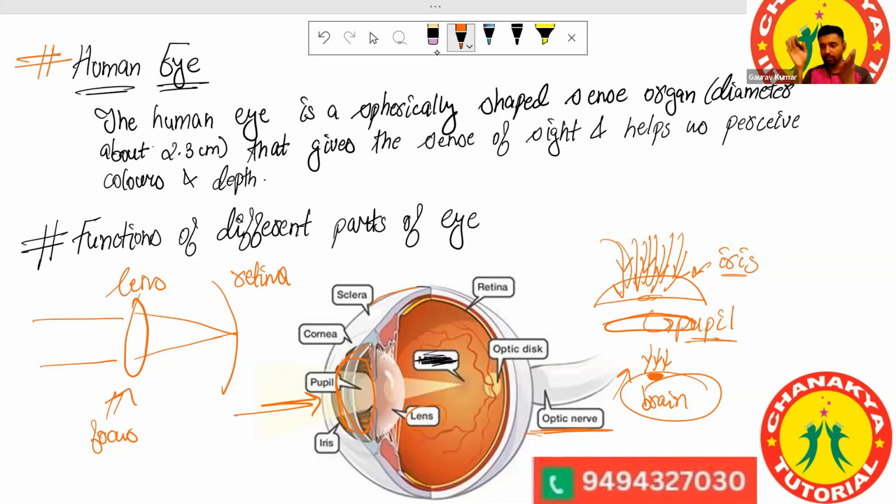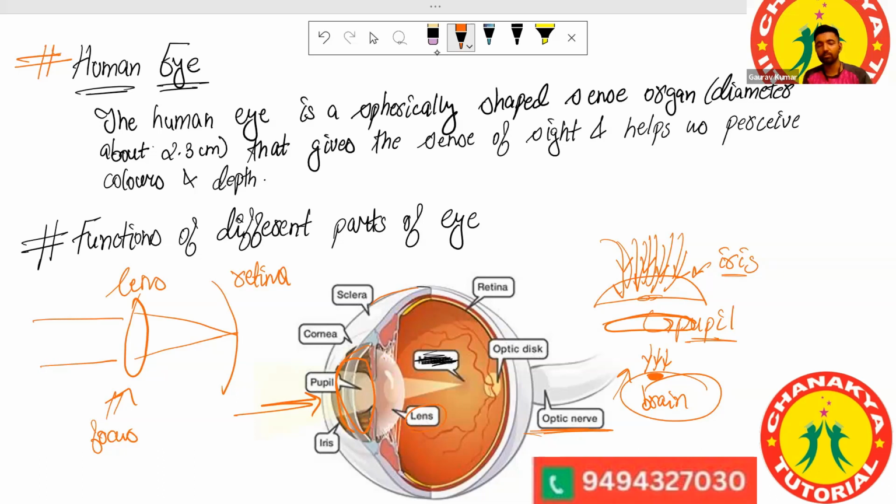This lens converges the light coming inside the eye, and it falls on the retina. The retina is an inner screen. You can assume it as a screen. So this screen is inside the eye. Sir, can we say that night blindness is caused because the eye can't become bigger, or the eyes can't increase in size? No, that is a different thing.